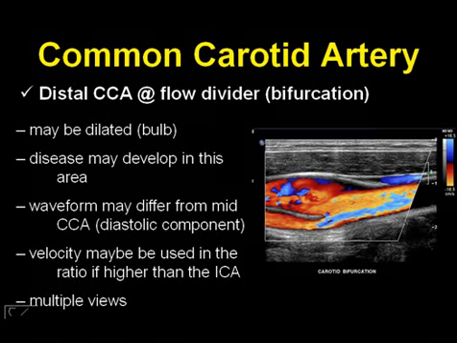The waveforms at this level may be a little bit different than those that you've acquired more proximally in terms of the diastolic flow component, and that's okay. That's something that we expect and something we don't get too excited about. Again, because the disease may be a little bit more severe at the bifurcation, if the velocity obtained at the bifurcation is higher than that obtained in the internal carotid artery, then that would be the velocity that you use in your ICA to CCA ratio.